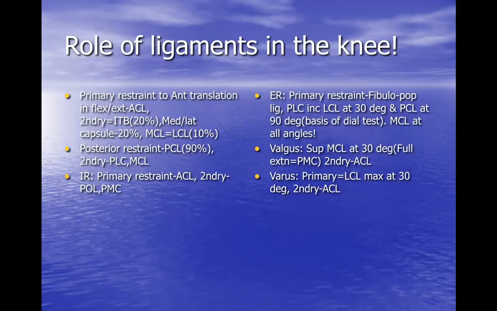So let's look at it in a bit more detail. We know the primary restraint to anterior translation of the femur and tibia is the ACL. Secondary restraints are the ITB, medial and lateral capsule, medial collateral, and lateral collateral ligament.